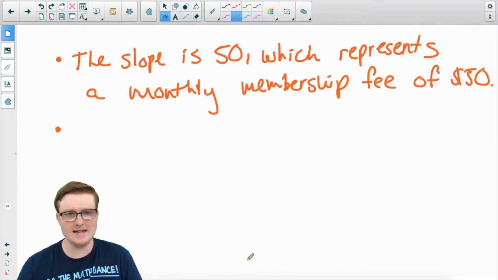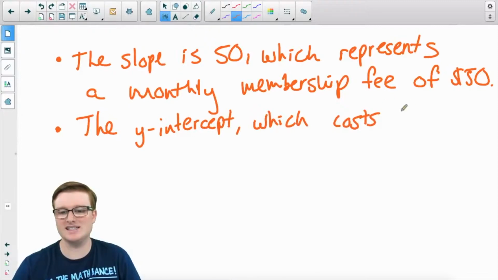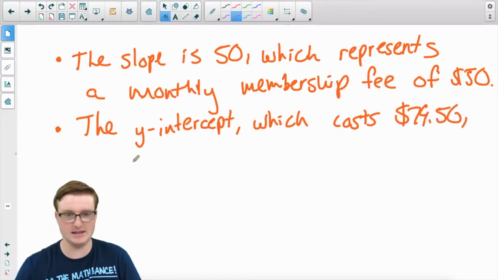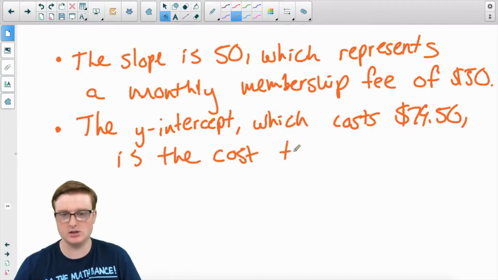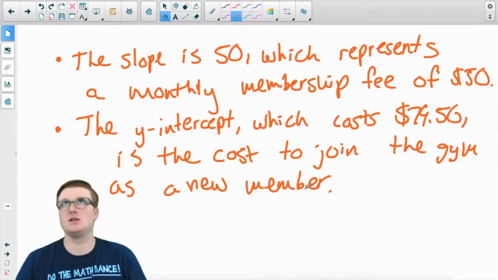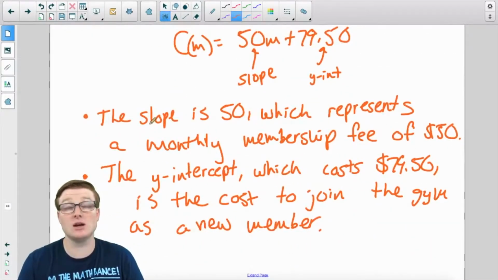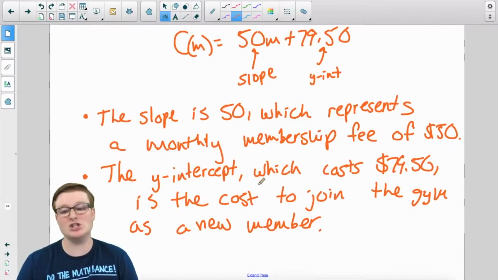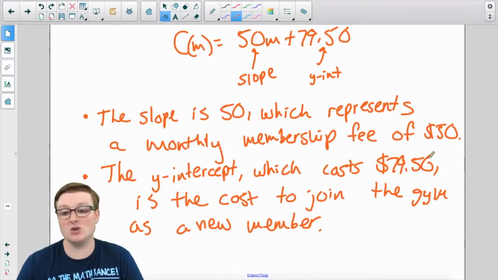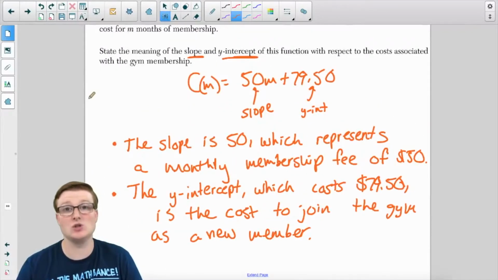And the y-intercept is this. So the y-intercept, which costs $79.50, is the cost to join the gym as a new member. So when you go to, like, Retro Fitness or Planet Fitness or LA Fitness or any of those gyms, you do need to pay some sort of membership fee to join the gym, and it could be $79.50. So that's all the y-intercept is, and the slope is your monthly membership fee. And that is the answer to this question.